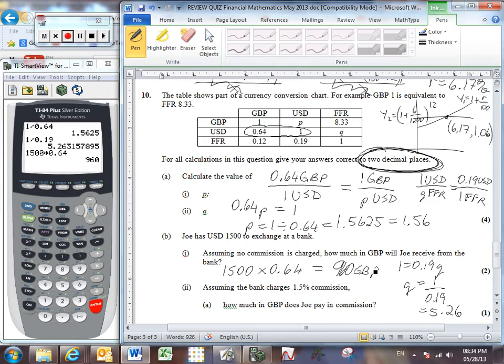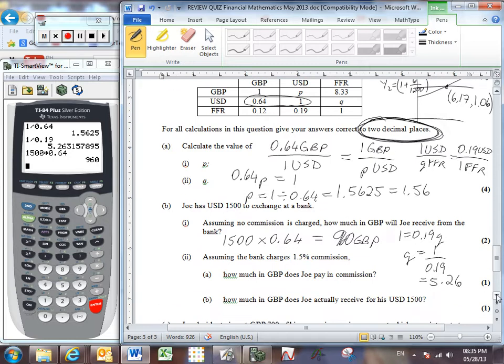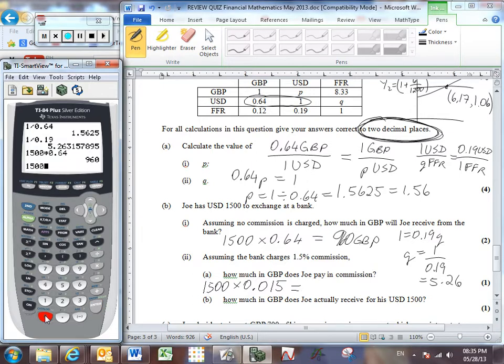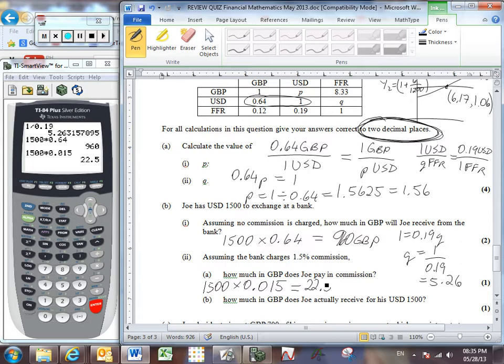And part II, assuming the bank charges 1.5% commission, how much in British pounds does Joe pay in commission? So our original $1,500 is being charged at 0.015. There's your 1.5%. So let's figure out how much commission in US dollars he has to pay. So 1,500 multiplied by 0.015. And we find that he has to pay 22.50 American dollars in commission.